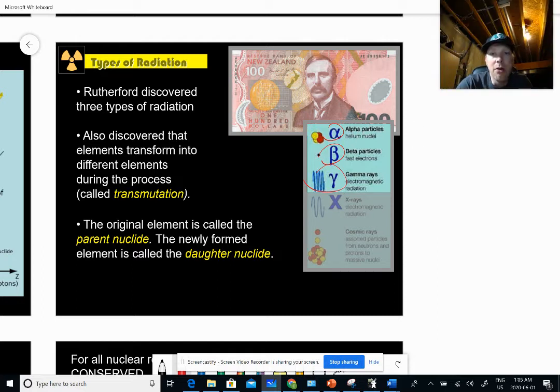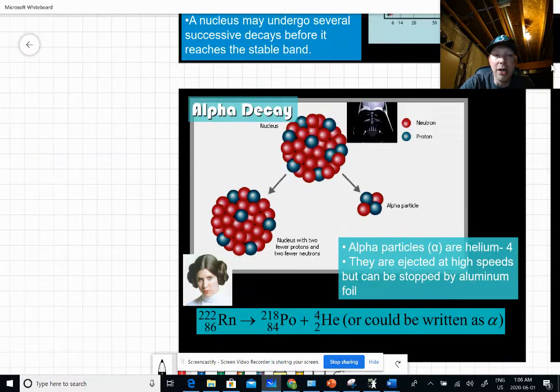Now, whenever we have decay, I mentioned this already, we're going to have what we're starting with, and the thing that we're starting with is called the parent nuclide. It's going to decay into a new nuclide, which is called the daughter nuclide, and it's going to give off energy at the same time in the form of beta radiation, alpha radiation, or gamma radiation. All right, so we're going to look at each of those individually.